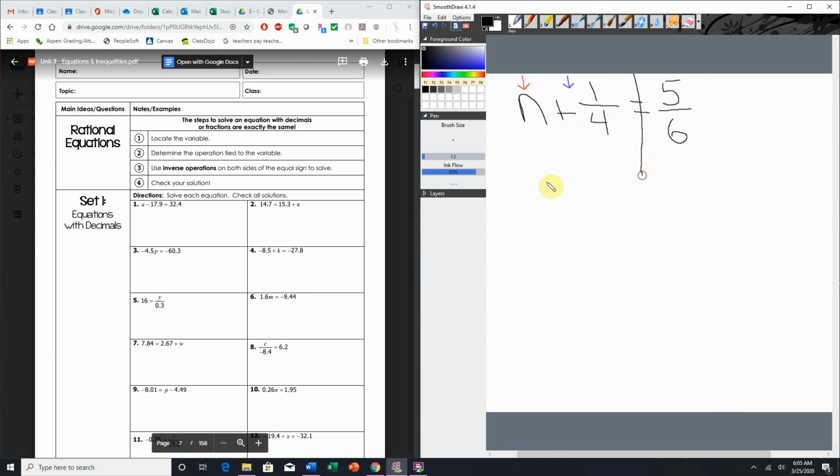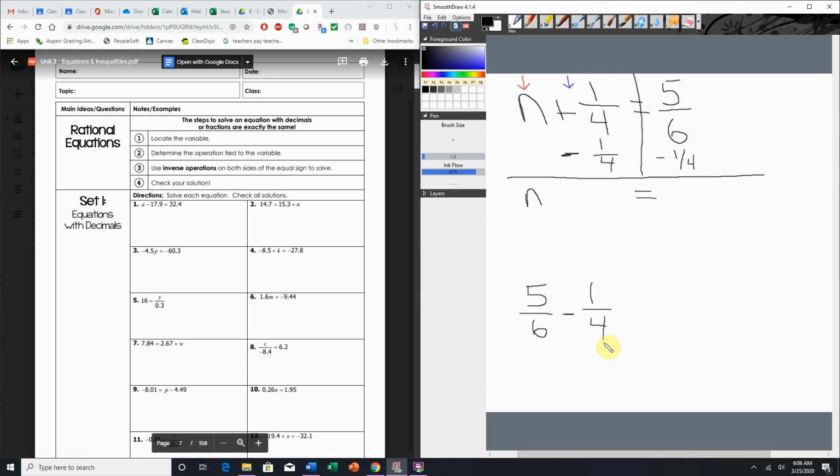Okay, so I'm going to go ahead and draw my balance because whatever we do on one side, we have to do on the other. So we're going to have n plus 1/4, so the opposite. We're going to subtract 1/4 from both sides. Okay, so we know 1/4 minus 1/4 is going to be 0. So we're just going to be left with n on our left side. Now I'm going to go down here and we're going to rewrite our equation here. So we have 5/6 minus 1/4. Okay. Now with adding and subtracting fractions, you have to remember they have to have the same denominator.